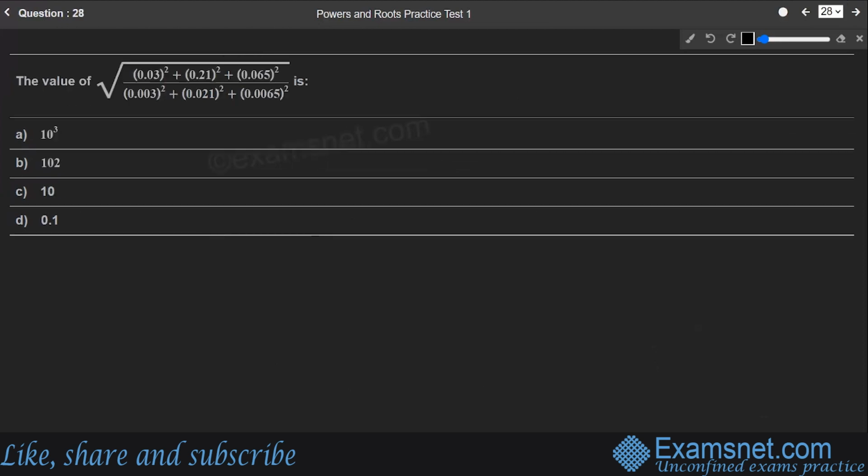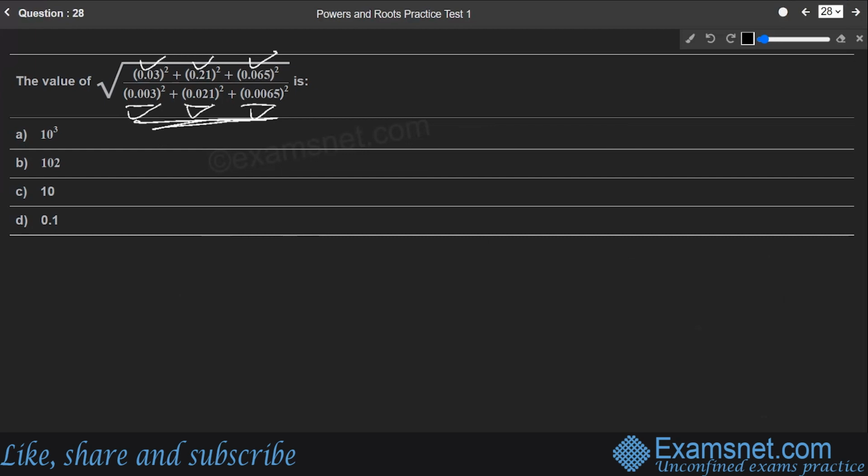Now, the value of under root of (0.03 square plus 0.21 square plus 0.065 square) over (0.0065 square plus 0.021 square plus 0.003 square), the things are given like that. We are supposed to find out the answer of this. So let us start doing it. If you see it carefully, in the numerator there is 0.03, 0.21 and 0.065. In the denominator it is 0.0065, 0.021, 0.003. So if in the numerator we can make the same terms as in the denominator, then obviously we can cut them and it can be easy to solve.